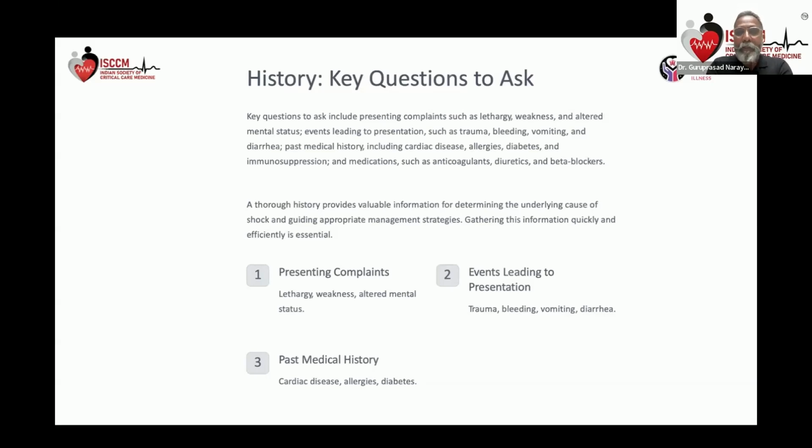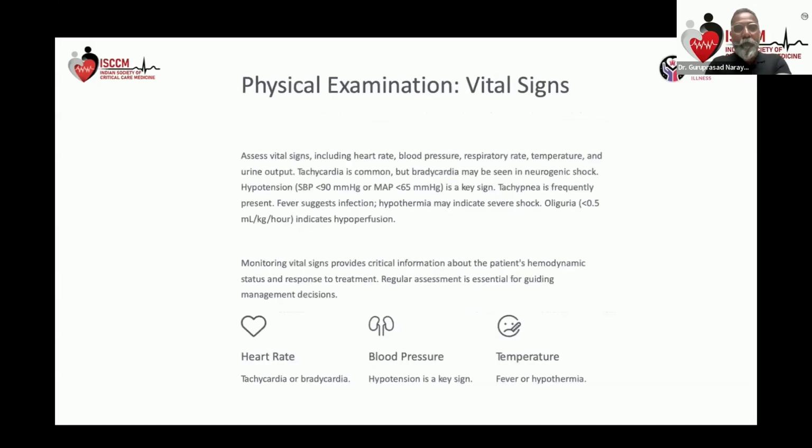And also you have to dig a bit into the past medical history, whether the patient has some ischemic heart disease, or if the patient is on some anticoagulants or diuretics, or on some immunosuppressants and beta blockers, because one, it will help you to know the diagnosis, and it also helps you to manage the patient.